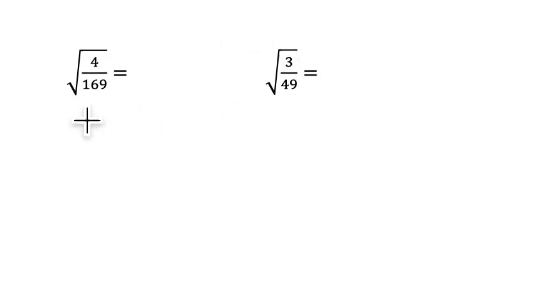And we can simplify fractions inside of square roots. When the square root is over the entire fraction, we can break it down so that it's over the numerator and over the denominator separately. And the square root of 4 equals 2, and the square root of 169 equals 13. So in this case, both the numerator and the denominator broke down into whole numbers.